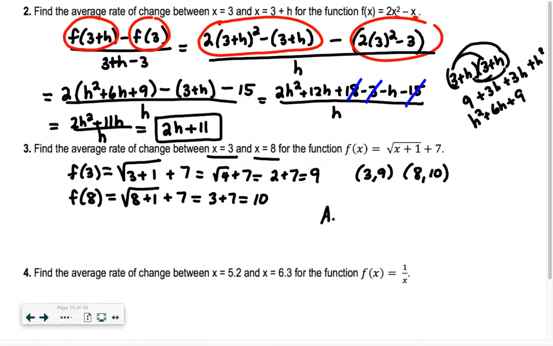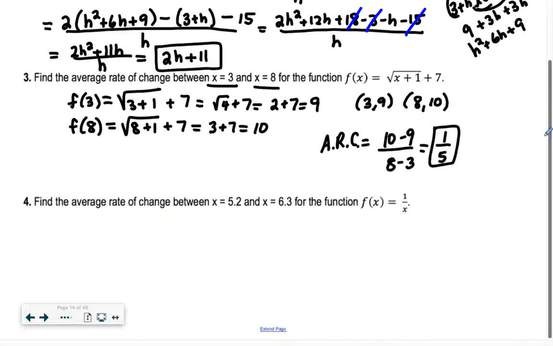Okay, so we're finding the average rate of change. All of these are average rate of change. So we're doing 10 minus 9 over 8 minus 3. So we get 1 over 5. Done. Do we feel good with the number ones? Yay, numbers. All right, how about if they're weird numbers? Can we do weird numbers?